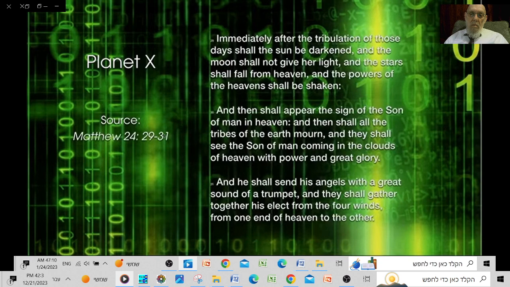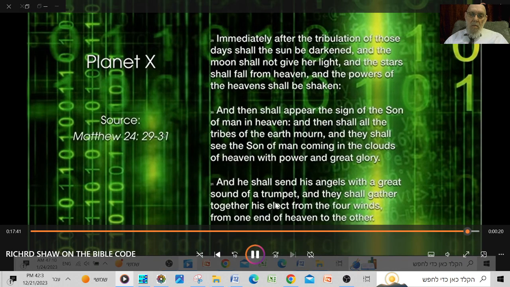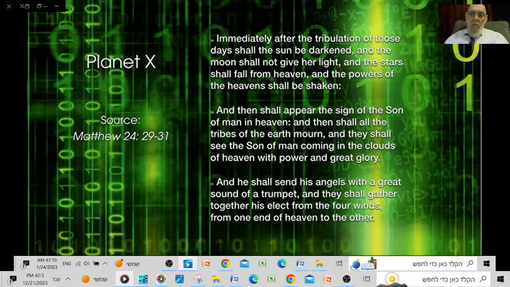Immediately after the tribulation of those days shall the sun be darkened, and the moon shall not give her light, and the stars shall fall from heaven, and the powers of the heavens shall be shaken. Did that sound like some kind of major astronomical event? And then shall appear the sign of the Son of Man in heaven, and then shall all the tribes of the earth mourn, and they shall see the Son of Man coming in the clouds of heaven with power and great glory.